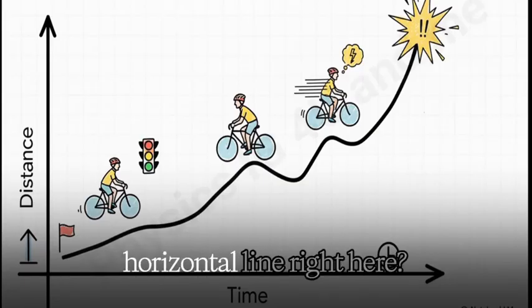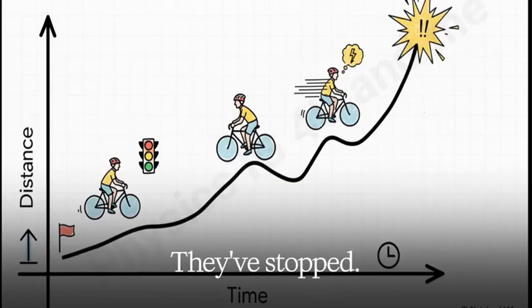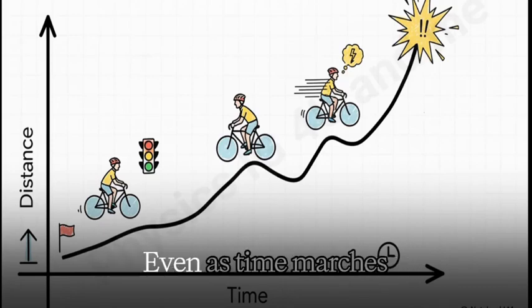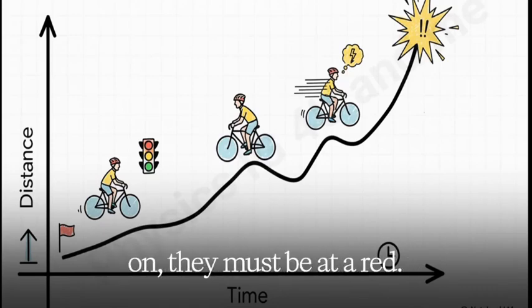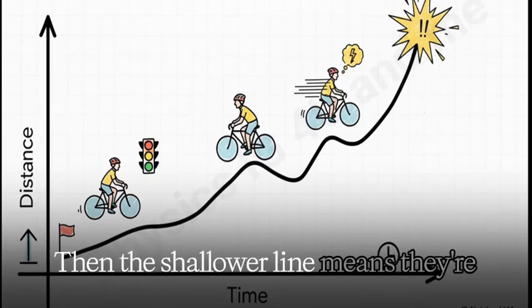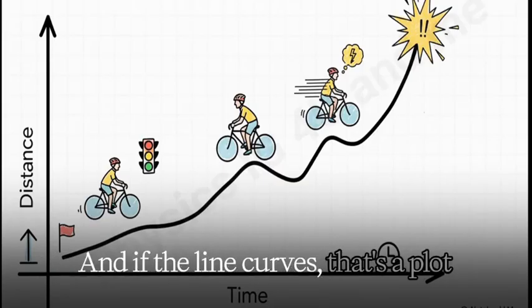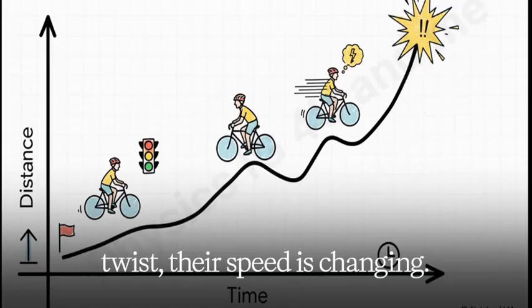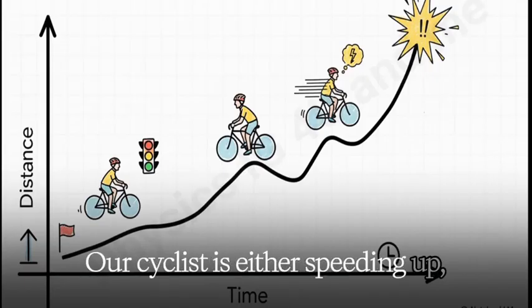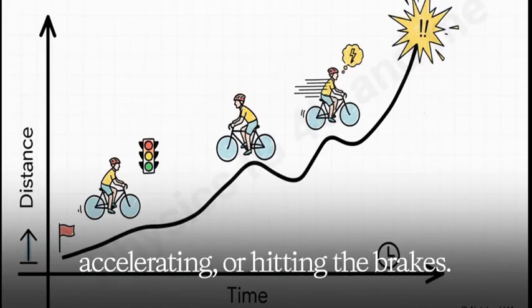And what about this flat horizontal line right here? They've stopped. The distance isn't changing, even as time marches on. They must be at a red light. Then, the shallower line means they're moving again, but slower, at a steady pace. And if the line curves, that's a plot twist. Their speed is changing. Our cyclist is either speeding up, accelerating, or hitting the brakes.